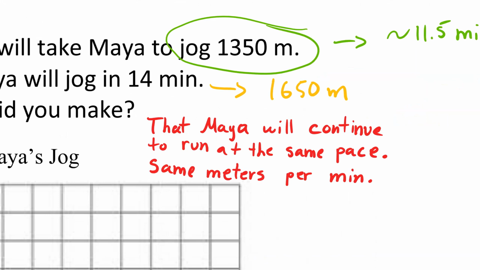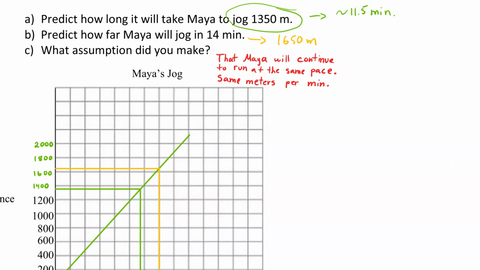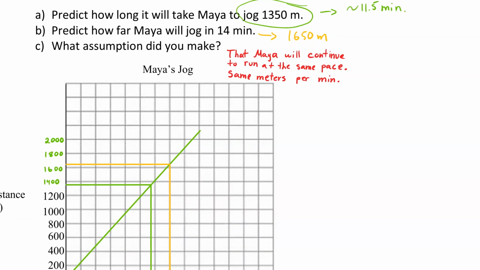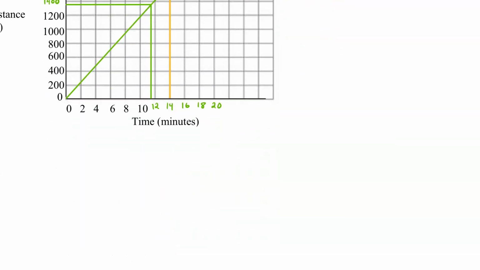So Maya will continue to run at the same pace, so the same meters per minute. And that'll finish us off for part C for this question here. Now we're assuming that because we are working with linear relations, it makes the most sense with what we're working with right now.